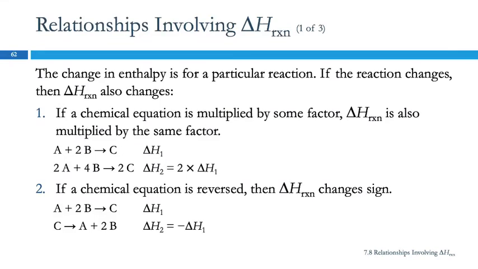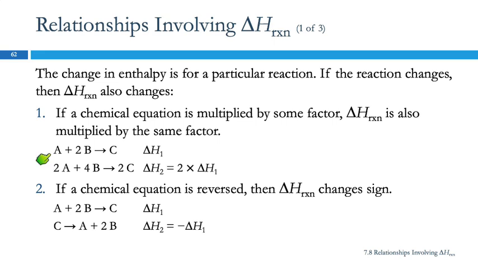When we look at change in enthalpy, delta H, that's for a particular reaction with particular coefficients. If we change the reaction, then delta H changes also. So we're going to look at how we can manipulate these things. If we take our chemical equation and multiply by some factor, maybe 2, then delta H is also multiplied by the same factor.